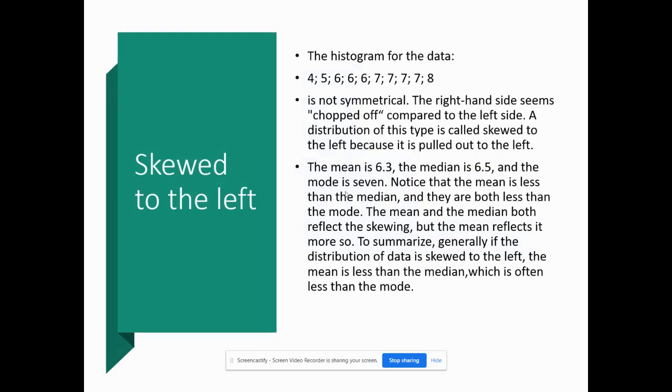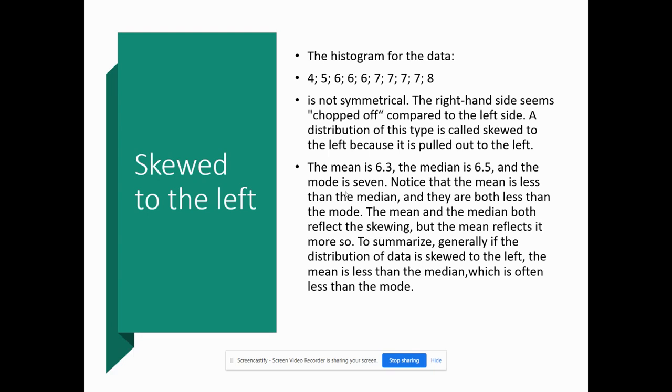Okay, so skew to the left. Say I have this data set: 4, 5, 6, 6, 6, 7, 7, 7, 7, and 8. It's not symmetric. The right-hand side seems more chopped off compared to the left-hand side. So you're looking at this data set going, well, how would I know this? How would I know what it looks like?